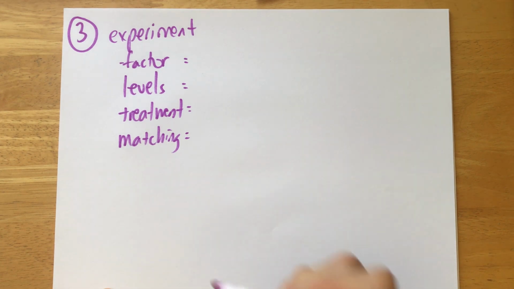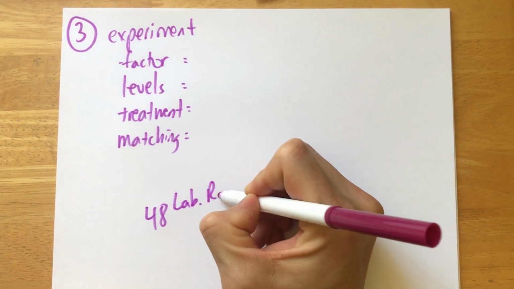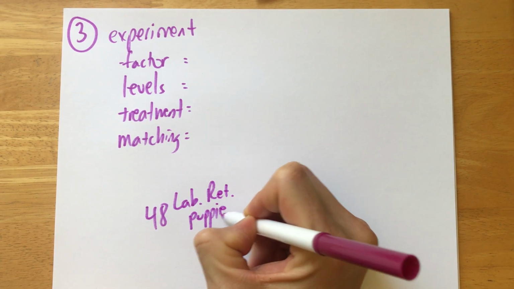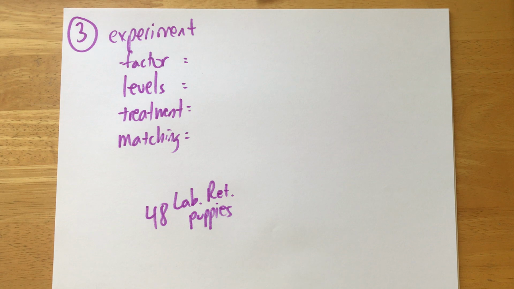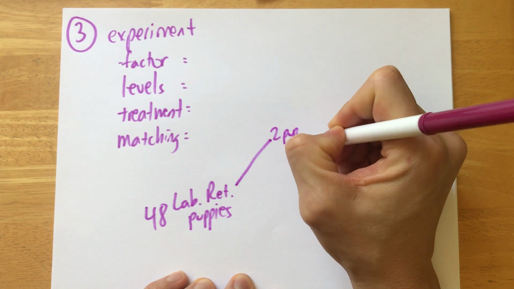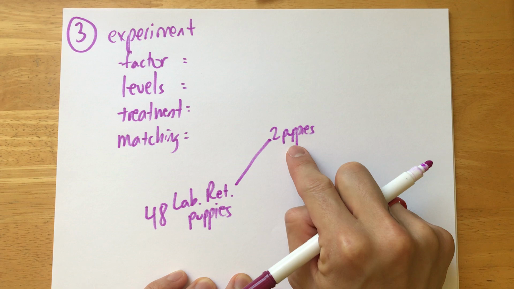Okay, so you have 48 Labrador Retriever puppies, okay? And you're gonna pair them. If you notice, it said you match them, 2 puppies of the same gender and weight. So what that means is that you have 2 puppies here, okay? And these 2 puppies have the same gender and similar weight.